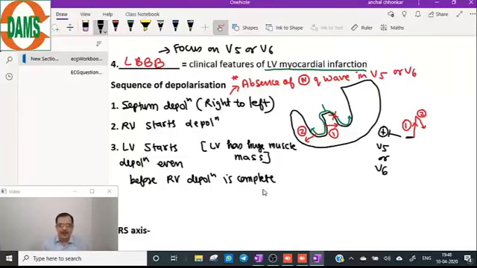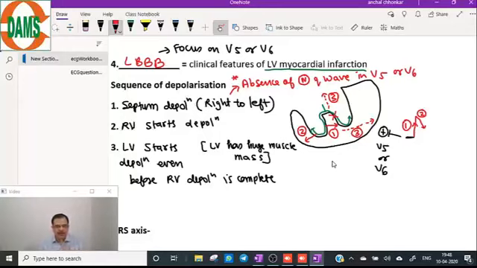So what will happen? From the septum the impulse will travel both in the anterolateral as well as the posterior direction. So there will be spread of impulse from the septum here, in the anterolateral and posterior direction. From the septum, not from the specialized conducting tissue.